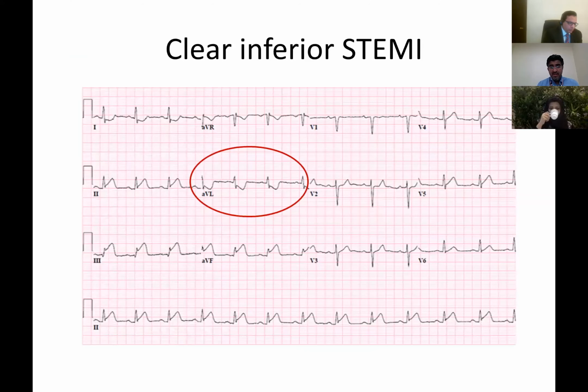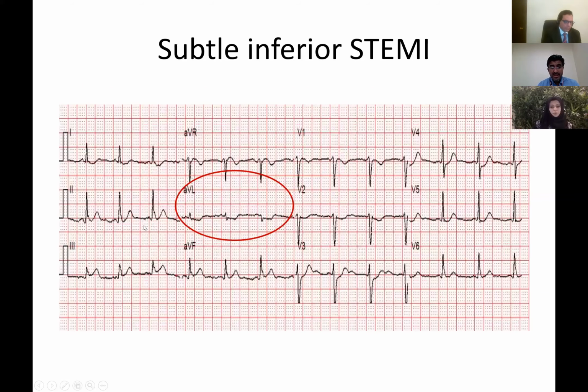Now, we are not talking about a clear inferior STEMI, where there is ST segment elevation in 2, 3, and aVF with very clear, obvious reciprocal changes in aVL and lead 1. This is a different patient. We are here today to talk about these very subtle changes where you don't see a clear ST elevation in the inferior leads 2, 3, and aVF, but look at the aVL. There is a very subtle ST segment depression in aVL, and sometimes this change in the aVL comes prior to the ST segment elevation in the inferior leads.